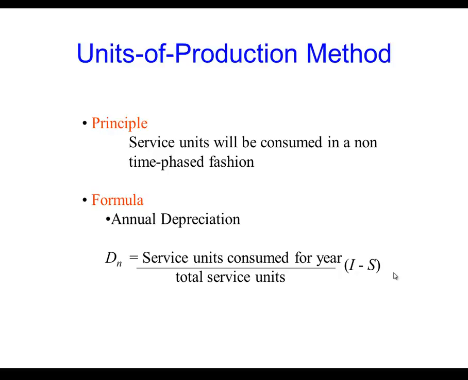In the third method, which is the units of production method, we are going to use the units of production to calculate the depreciation. In this case, the annual depreciation D will equal the service units consumed for a year divided by the total service units, multiplied by (I minus S).